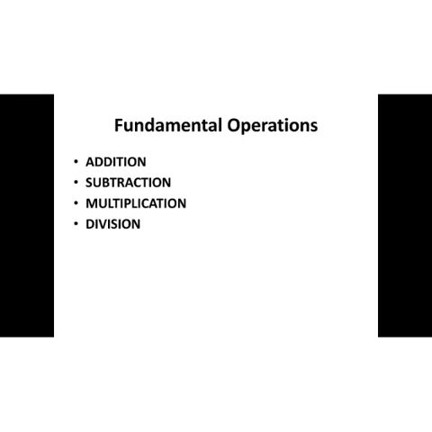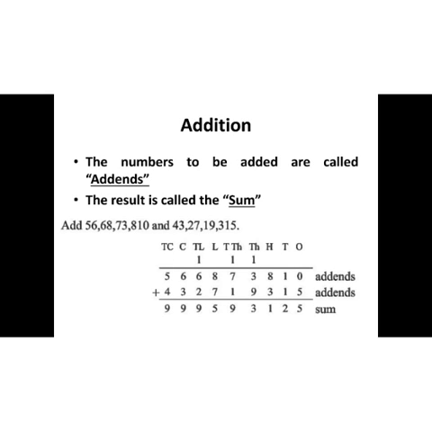So, let us begin. Addition. In addition, the numbers to be added are called addends. And the result of an addition is called the sum. Now, let us do an example.